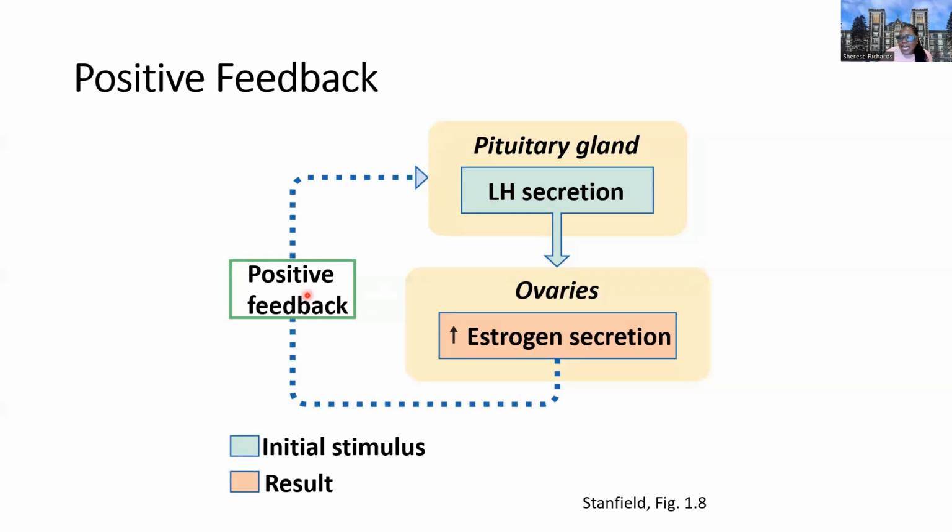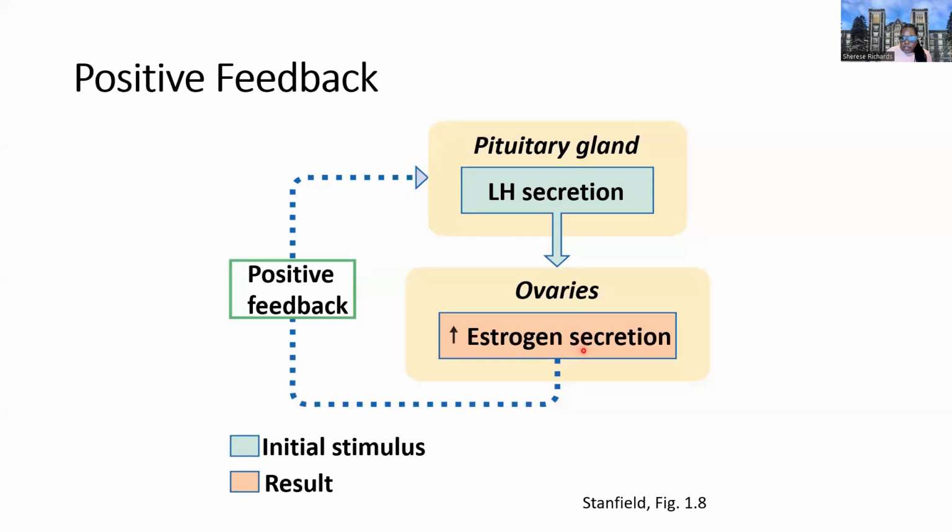Now, this is typically a negative feedback cycle during most of a female's reproductive or monthly cycle. This is usually going to result in a negative influence so that we can stop LH secretion, as we have enough estrogen secreting on the ovaries. But for a short period of time, especially important before ovulation, this cycle becomes a positive feedback cycle in order to encourage ovulation.